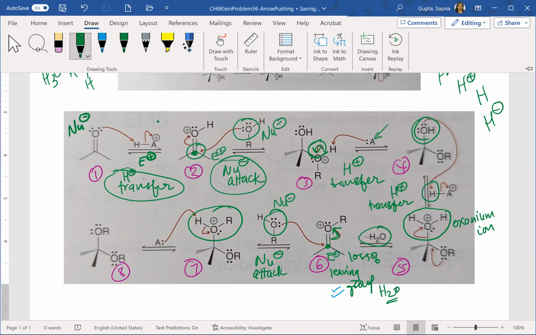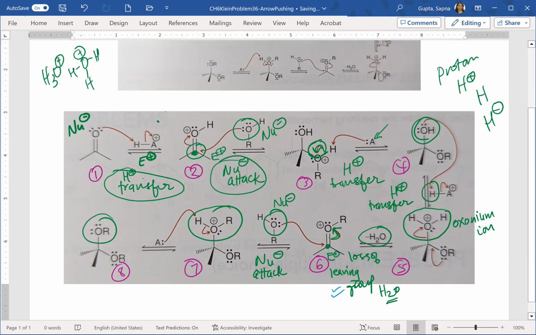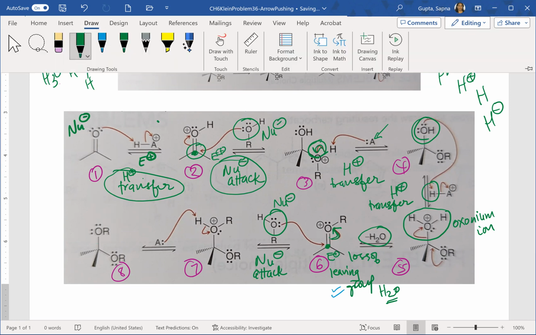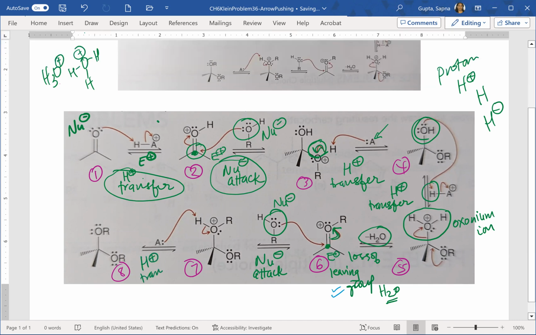So then the last step going from 7 to 8 is you can see that here, going from number 7 to number 8, you lost the proton. So again, you had A come in and pick up the proton. And so which means this is going to be a proton transfer. So let me write that as well. So H plus transfer. So A is picking up this proton, and the proton then leaves its electrons on the oxygen. So it's really a whole series of proton transfer, nucleophilic attack, and so on.